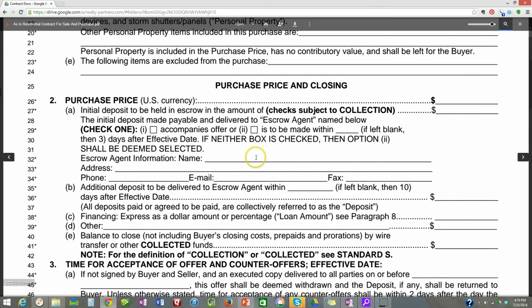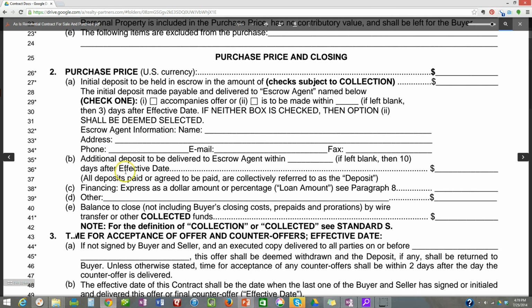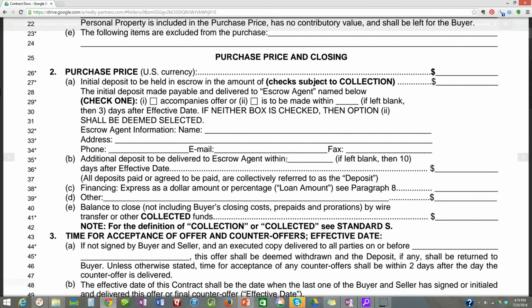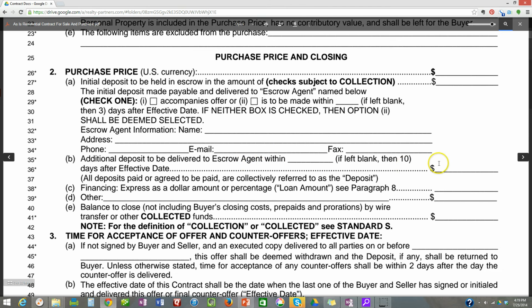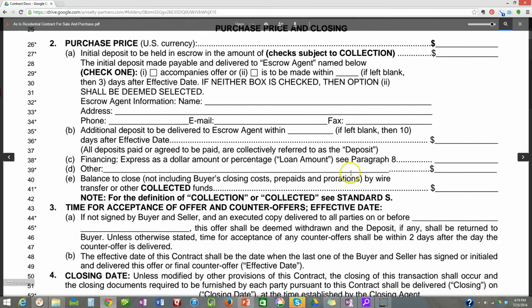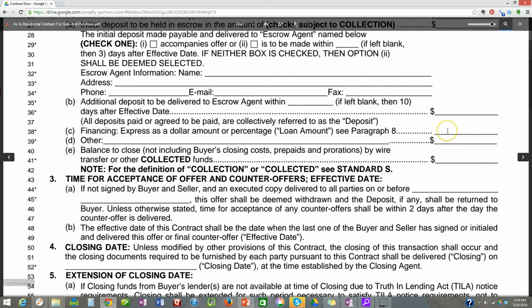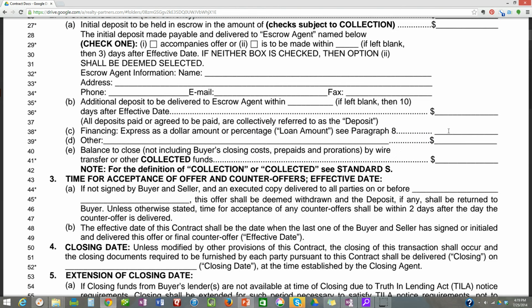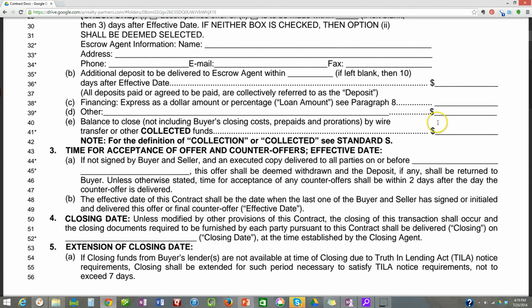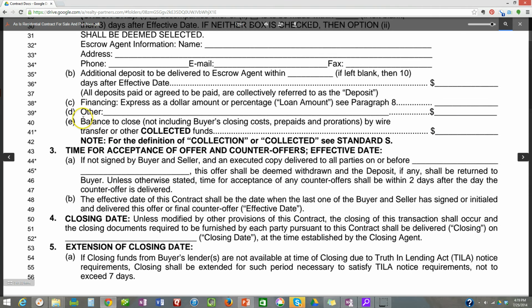The escrow agent information has to be provided. If there's an additional deposit, sometimes there's $1,000 with the offer, and then within 10 days another $10,000. It's pretty common, so that would be outlined here. Financing: if there's a loan amount, you would put it here, either 80% or $X, and then the balance to close. Very important, collected funds.